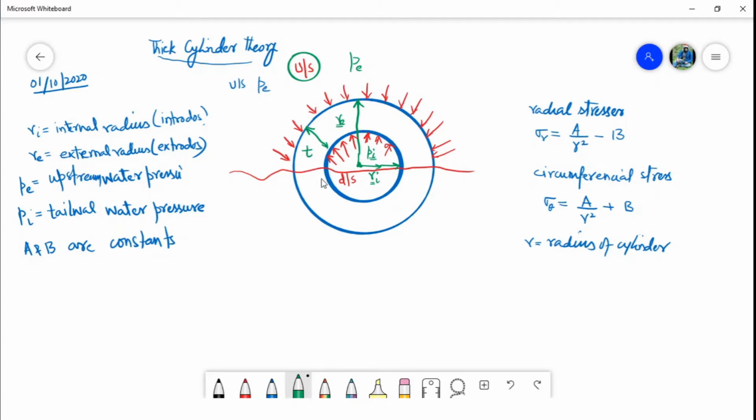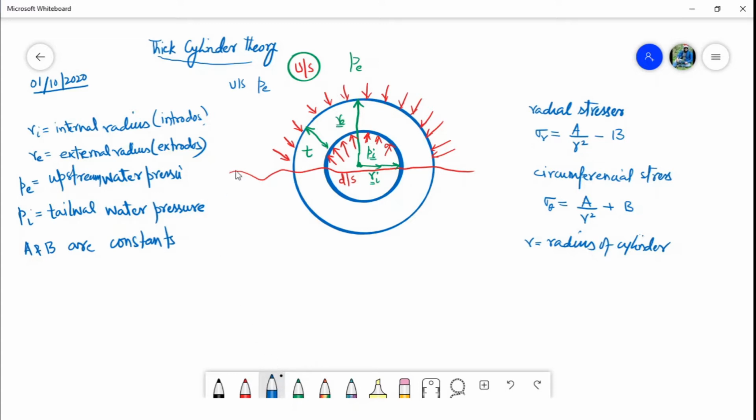In this thick cylinder theory, we consider our arch dam to be a part of a thick cylinder. This is the modification, or you can say improvement, of the thin cylinder theory, because practically an arch dam does not behave like a thin cylinder.